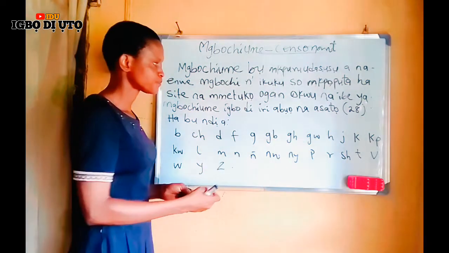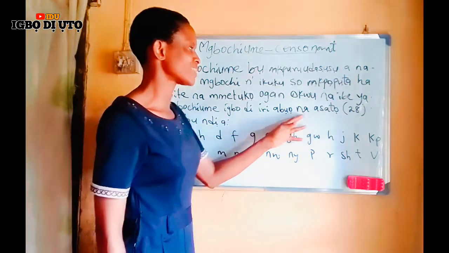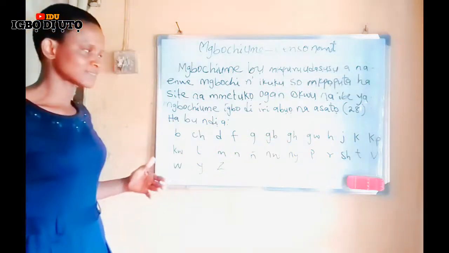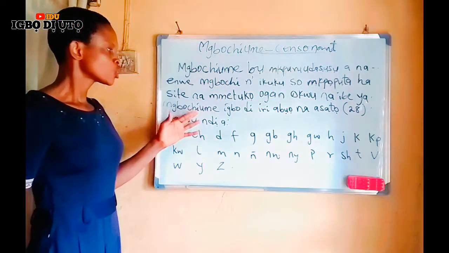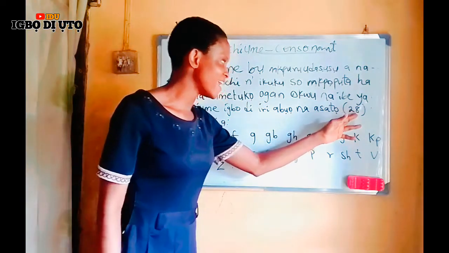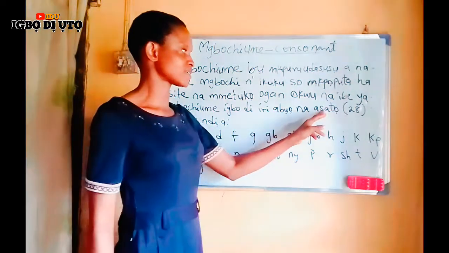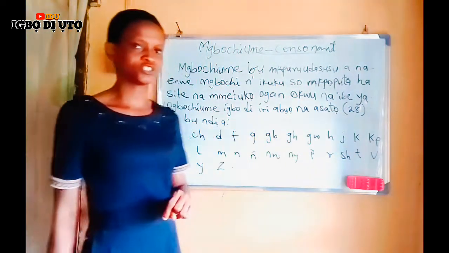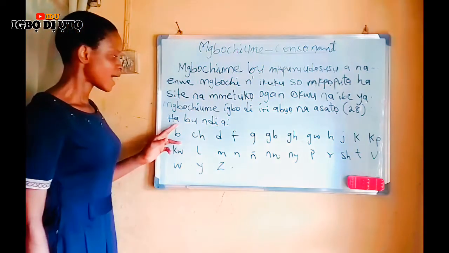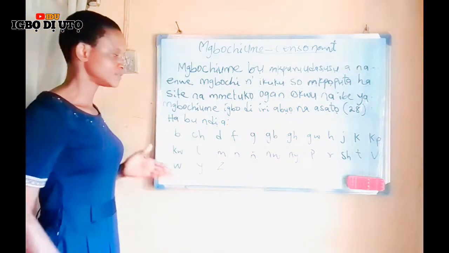So mgbochiume Igbo dị 28. What I mean by that is that Igbo consonants are 28 in number. That is 28 in English. Ha bụ ndị a. They are the following.